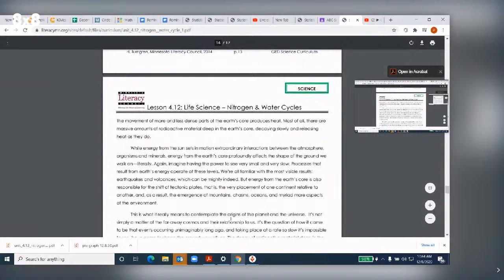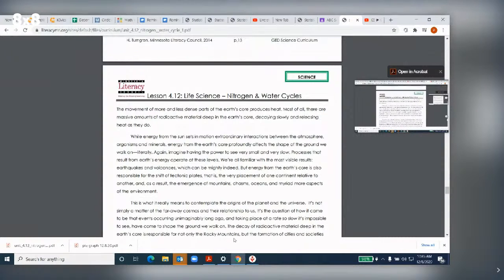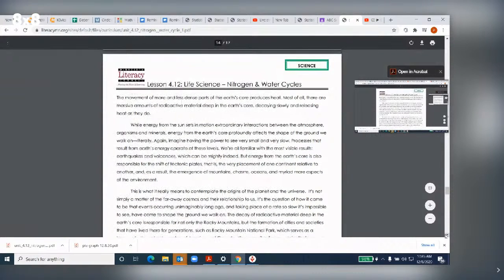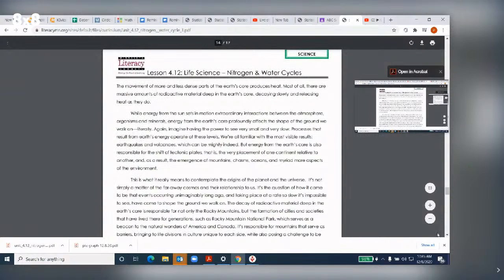Okay, this is what it really means to contemplate the origins of the planet and the universe. It's not simply a matter of the faraway cosmos. Events occurring unimaginably long ago, and taking place at a rate so slow it's impossible to see, have come to shape the ground we walk on. The decay of radioactive material deep in the Earth's core is responsible not only for the Rocky Mountains, but for the formation of cities and societies that have lived here for generations, such as Rocky Mountain National Park, which serves as a beacon of natural wonders to America and Canada.